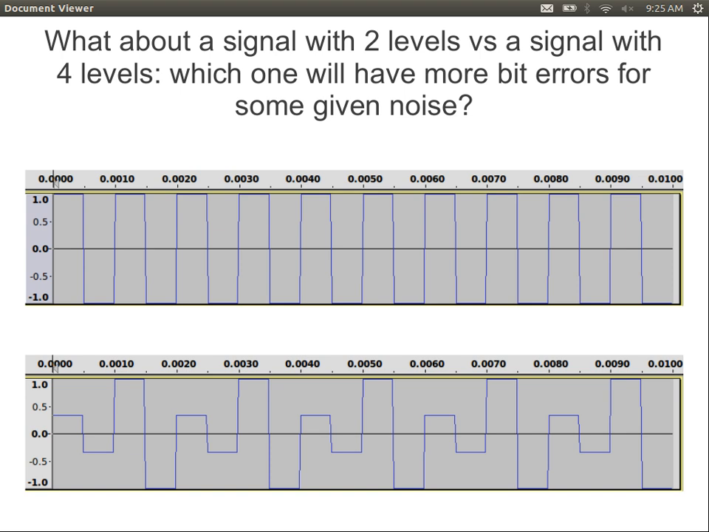You can receive a signal between minus 1 and plus 1, and you say anything greater than 0.66, I'll map to level 1. Anything equal to or less than 0.66, but greater than 0, I'll map to level 2, and so on for the others. So that's defined at the receiver. If you get exactly on some place, you need to make a decision. Do you treat it as above or below?